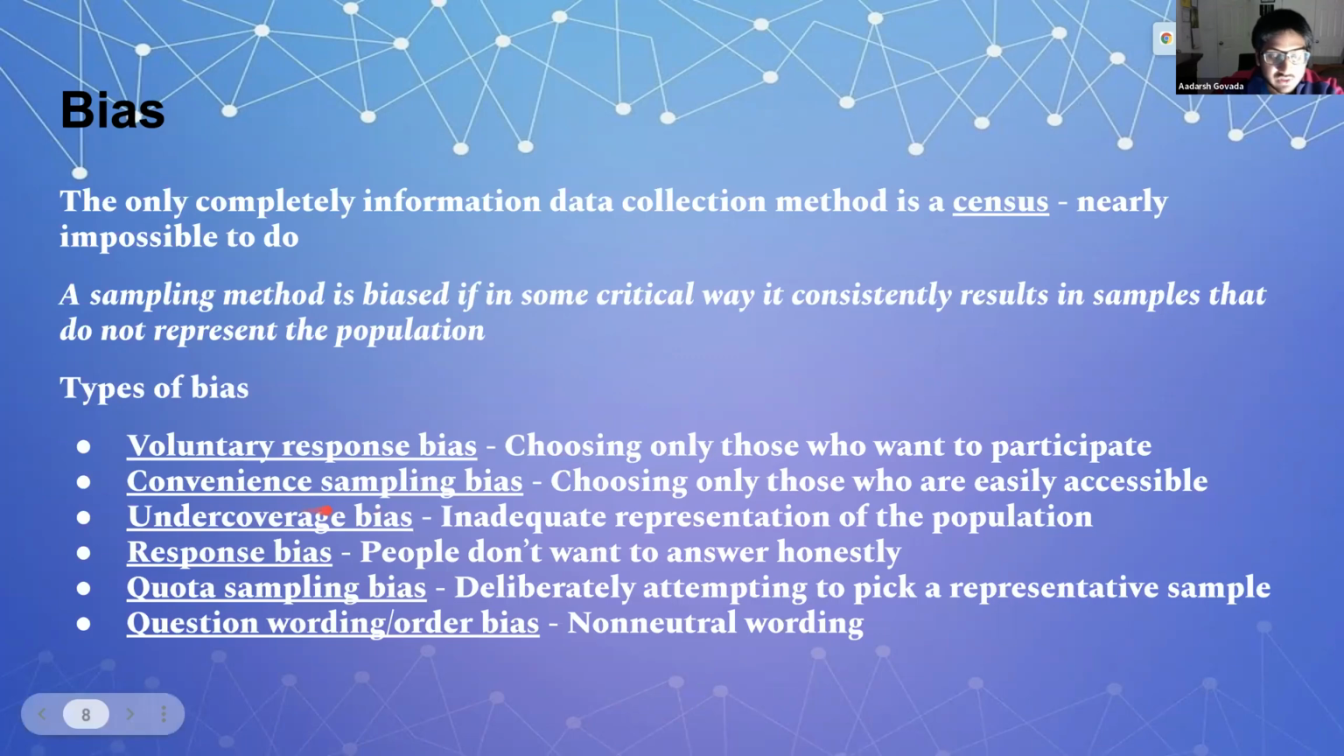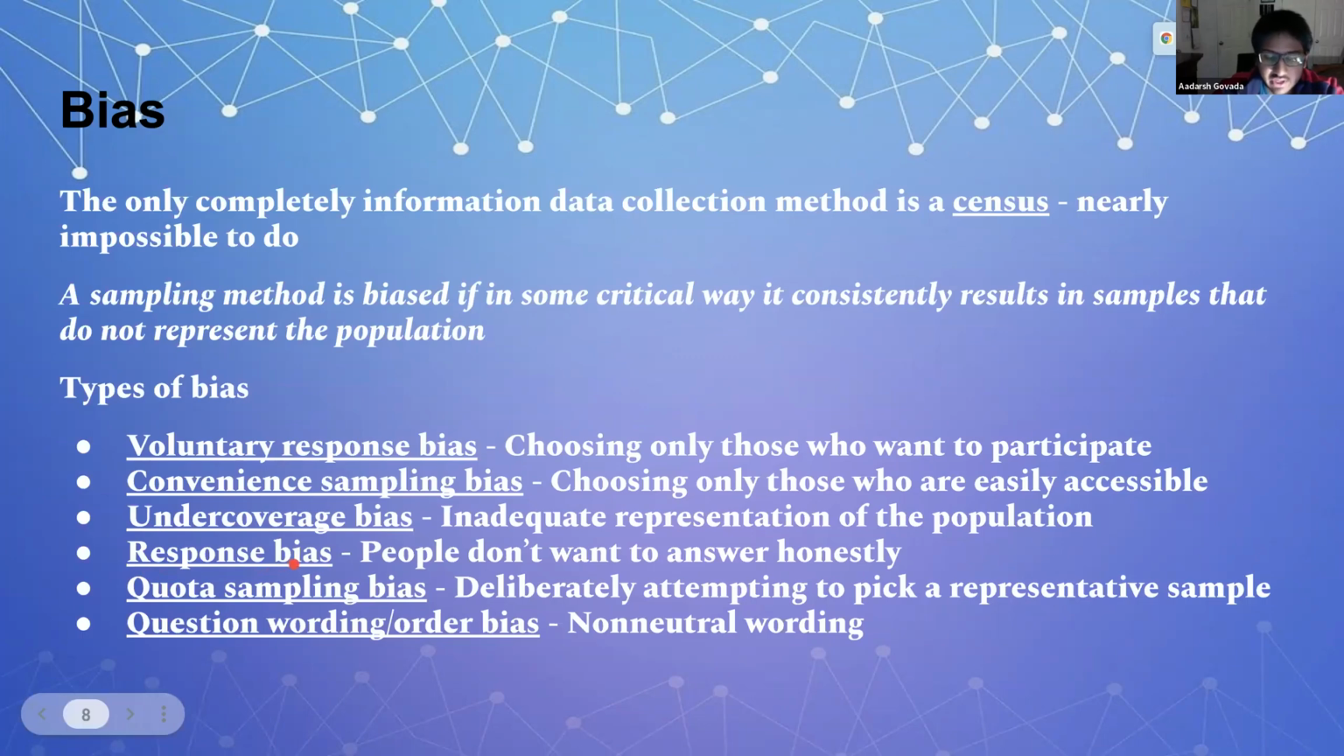Then there is convenience sampling bias, which is choosing only those who are easily accessible. Like if you go to a mall and you just ask everyone that walks by, that is a convenient sample for you, but it is not really representative of the population. That's tied closely to undercoverage bias, which is just any sample that is not representative of the population. For example, if you survey people over a phone call, it's not representative of those who do not have phones.